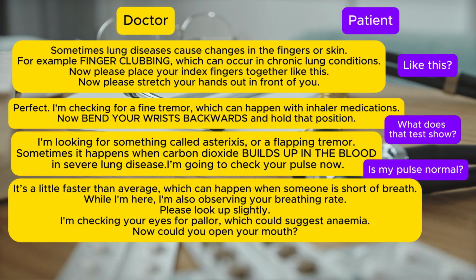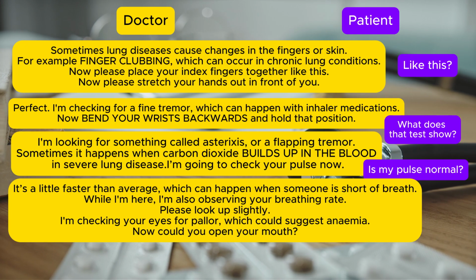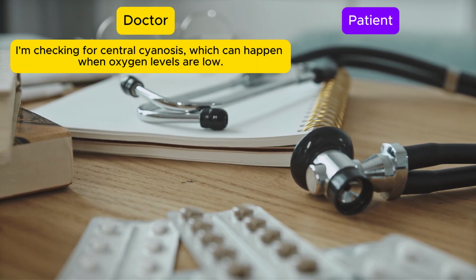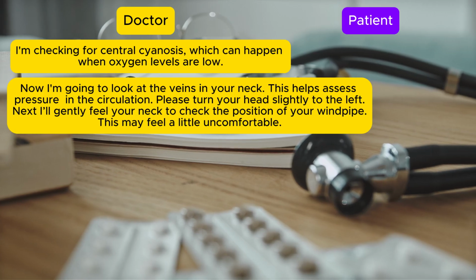While I'm here, I'm also observing your breathing rate. Please look up slightly. I'm checking your eyes for pallor, which could suggest anemia. Now could you open your mouth? Why? I'm checking for central cyanosis, which can happen when oxygen levels are low. Now I'm going to look at the veins in your neck. This helps assess pressure in the circulation.